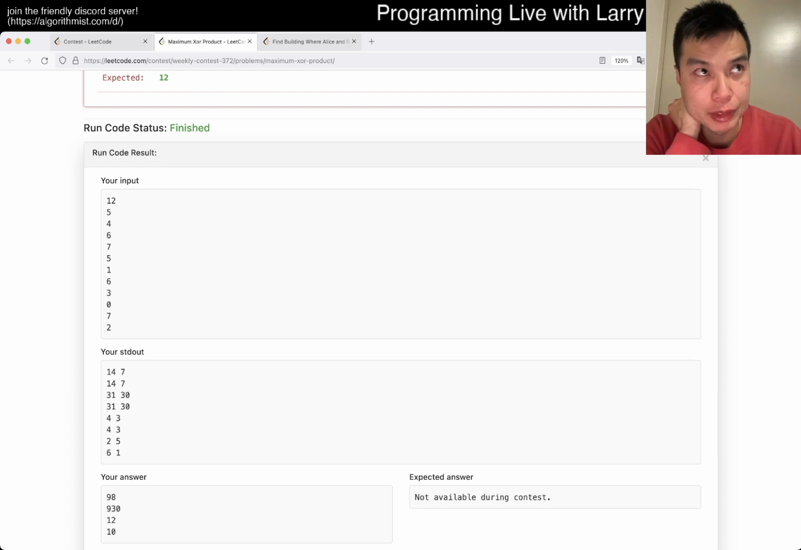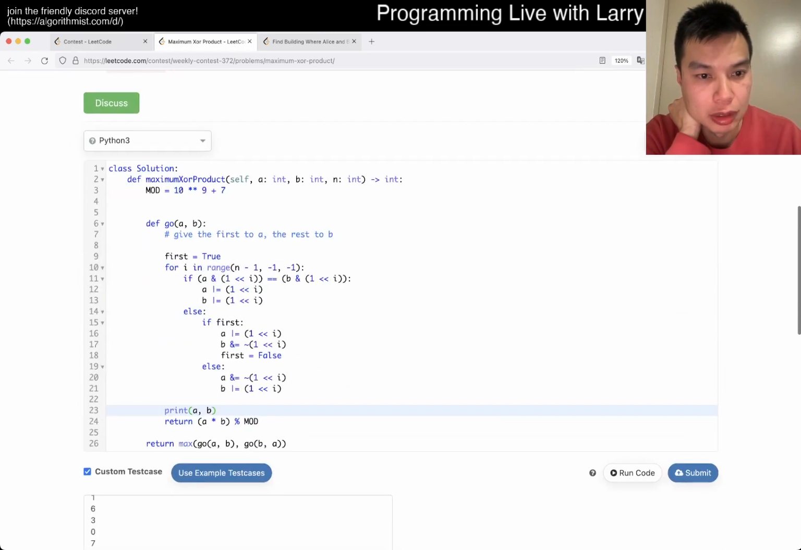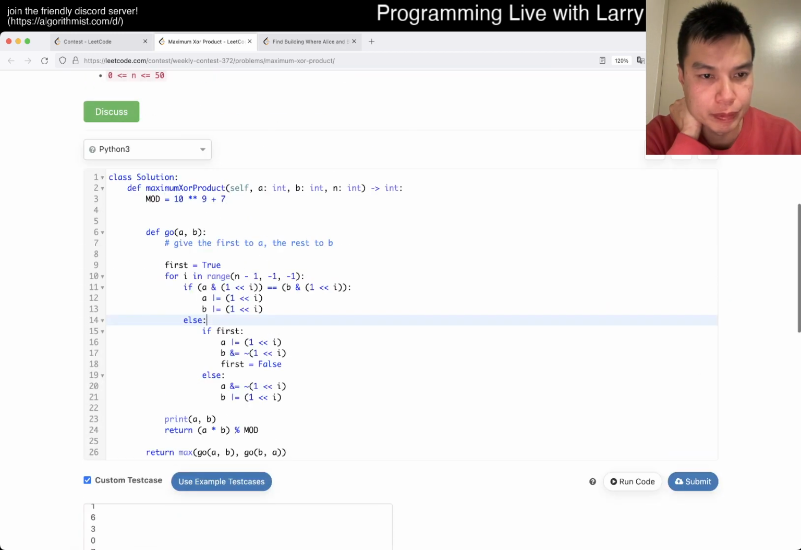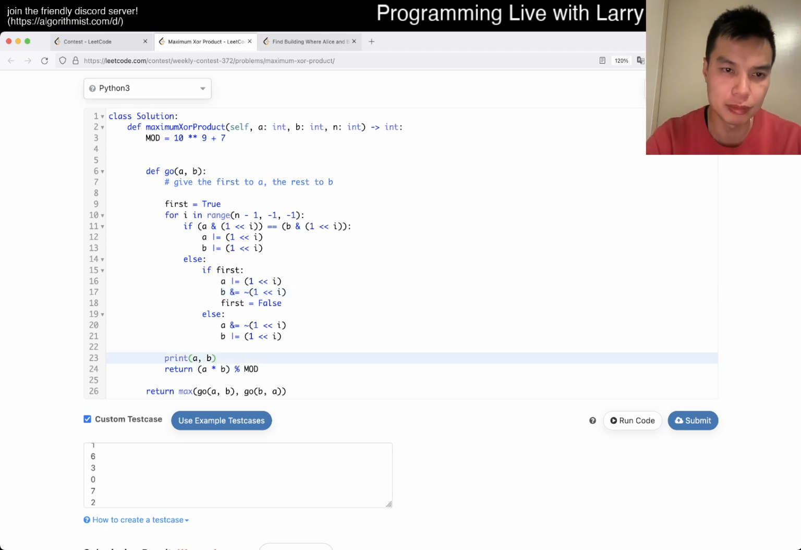Okay. So basically, you have 7. If they're different, then that means they only have 1 digit. So we give it to A. So that should be a 4, right? Did I mess up? Let's take a look.